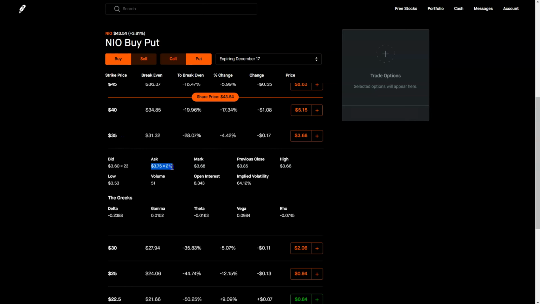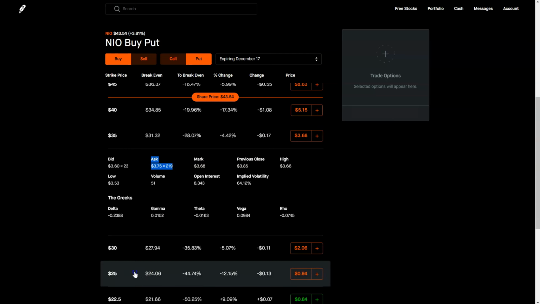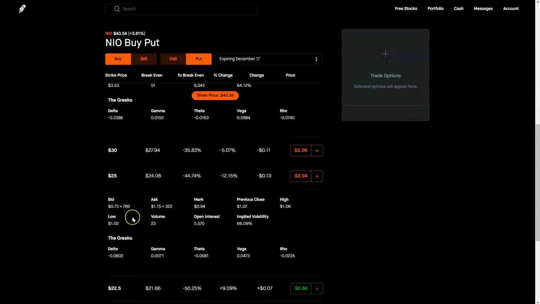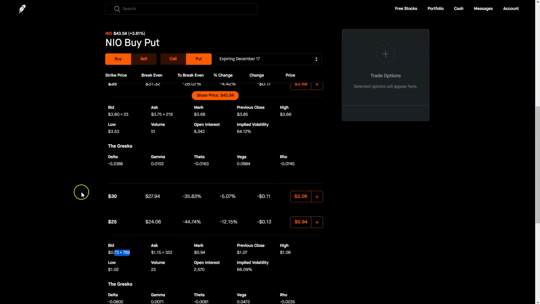But there's a way to further limit my risk. Let's say that I think NEO is going to fall to $25 before then. Well, what I can do is I can buy this put for 375 bucks. I can go down here to this $25 put, and I can actually sell a $25 put. Right now the current bid's 73 cents, so $73. And what that does is I just subtract this from this, okay? So now my actual risk is about $3.02 per share, or about $302.